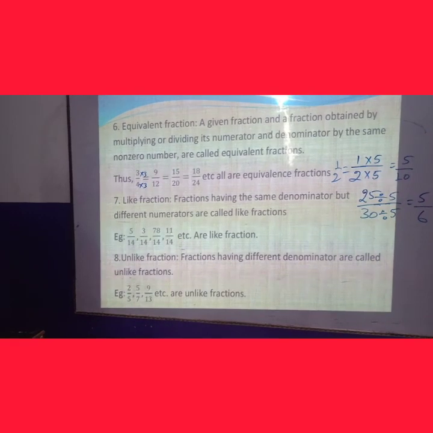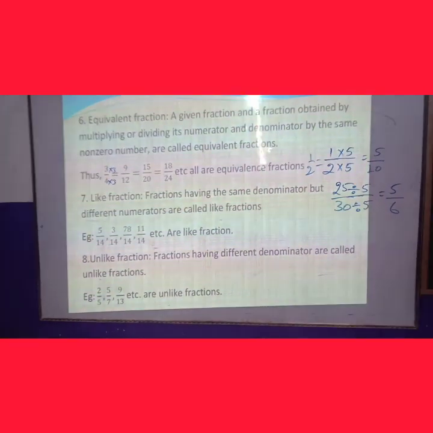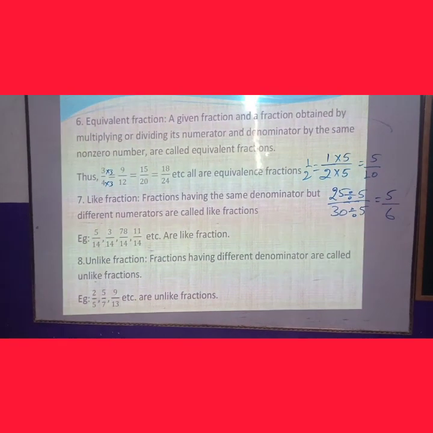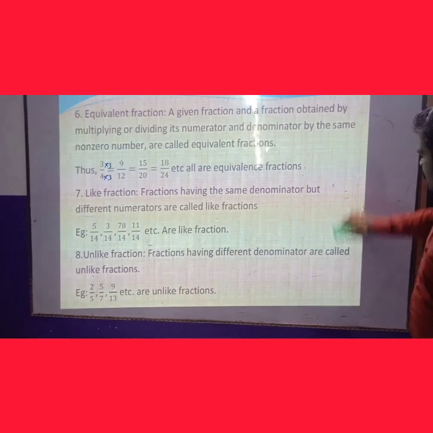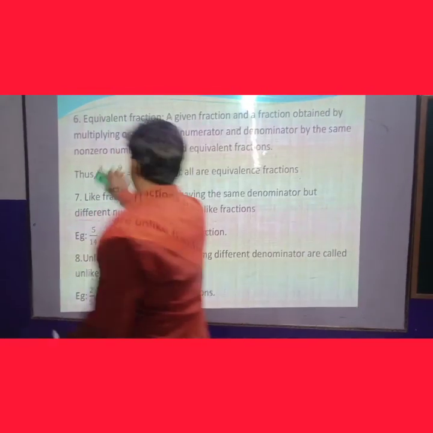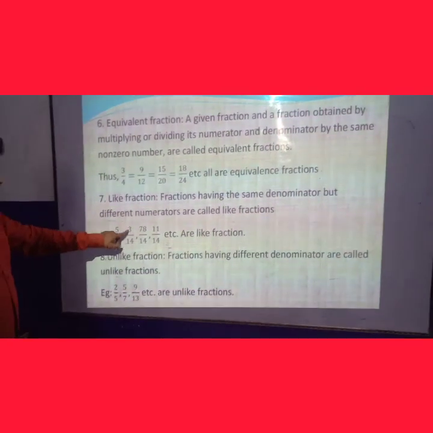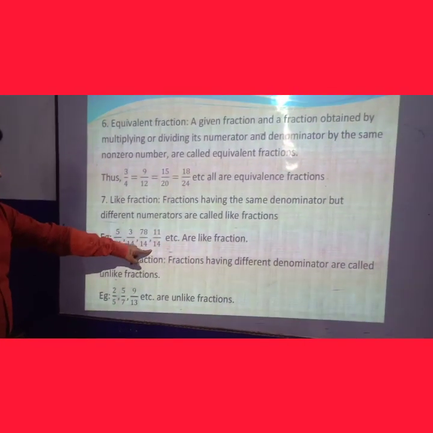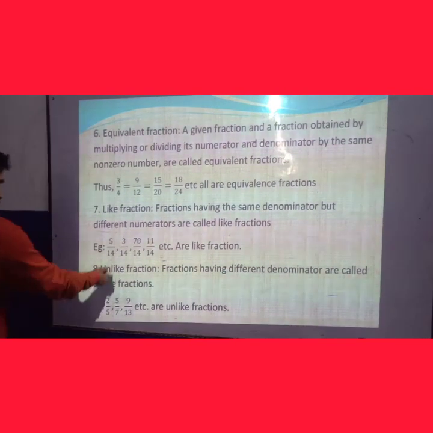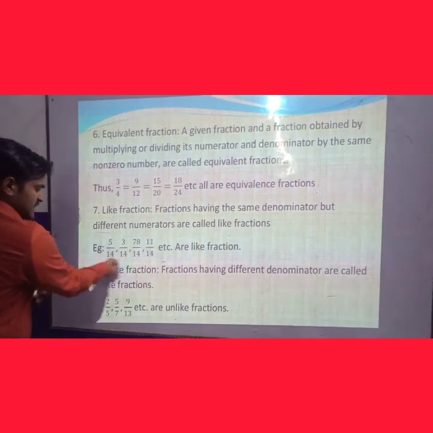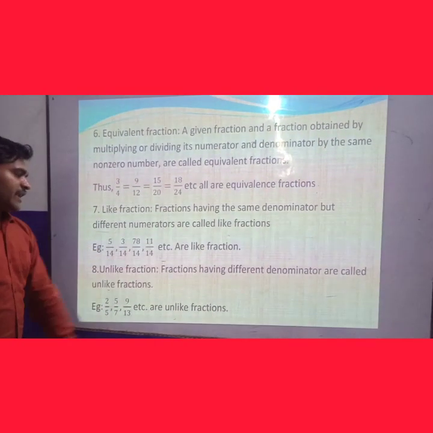Next, like fractions. Like fractions means fractions having the same denominator. Fractions having the same denominator but different numerators are called like fractions. 5 upon 14, 3 upon 14, 8 upon 14, 11 upon 14. In these fractions, we obtain 14 as the denominator, that is an equal denominator. So these fractions are like fractions.